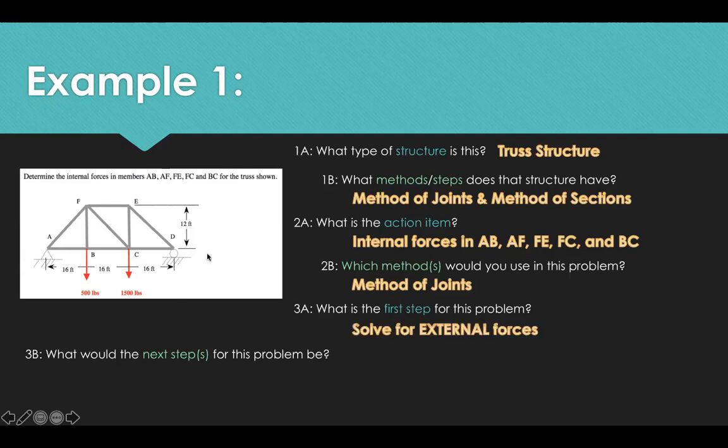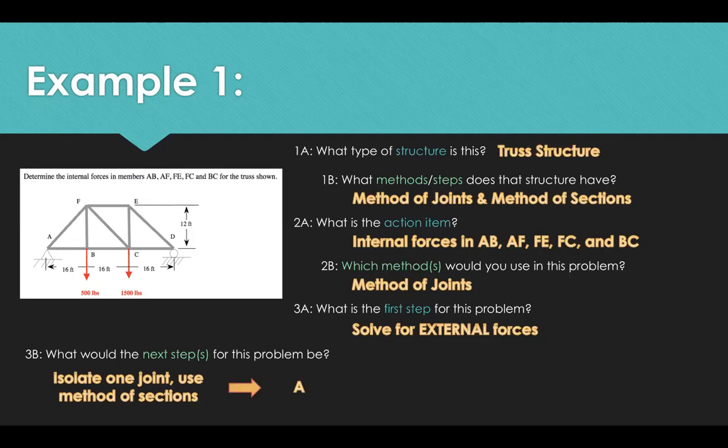Solve for external forces. And then what? So now you know the reactions at A. Then what? Go cut through AF and AB and then do method of joints. Mm-hmm. So you're right. Isolate one joint and use the method of joints. You start with A, and then where do you go?